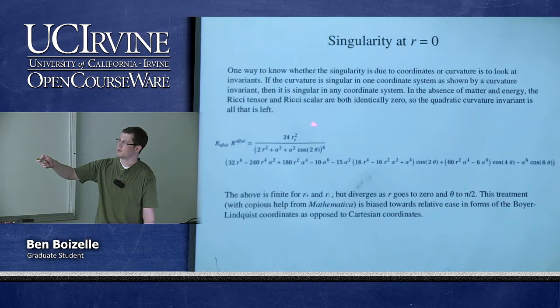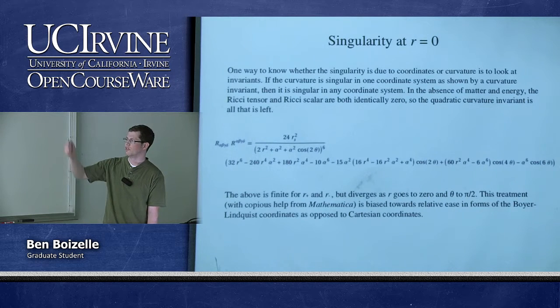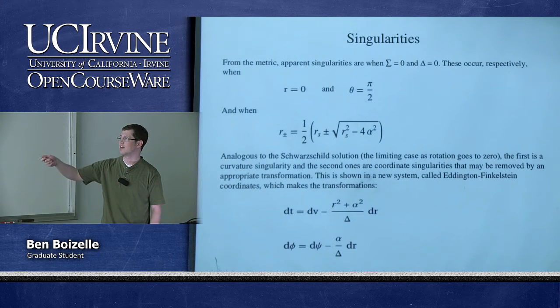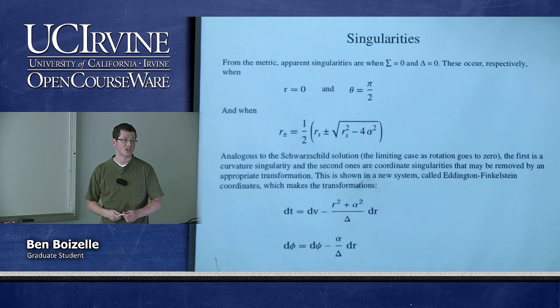So you can see here this bottom term right here. This is all multiplied. It's a really long equation, but this bottom term here goes to zero for r being zero and theta as pi over two. As expected. So it is a curvature singularity, a real singularity, just like in the Schwarzschild solution of r equals 0. The r plus or minus, if you go back, you will notice that as alpha goes to 0, this just becomes r plus or minus equals the Schwarzschild radius. So it reduces to just the horizon for the Schwarzschild metric.